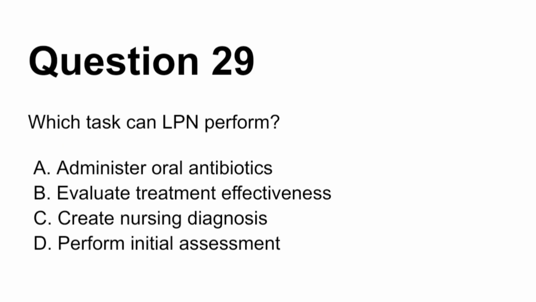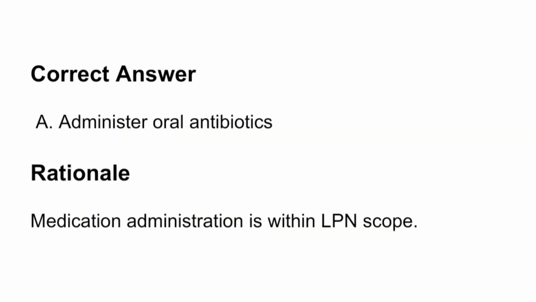Question 30. Which task can LPN perform? A. Administer oral antibiotics. B. Evaluate treatment effectiveness. C. Create nursing diagnosis. D. Perform initial assessment. Correct answer, A. Administer oral antibiotics. Rationale: medication administration is within LPN scope.